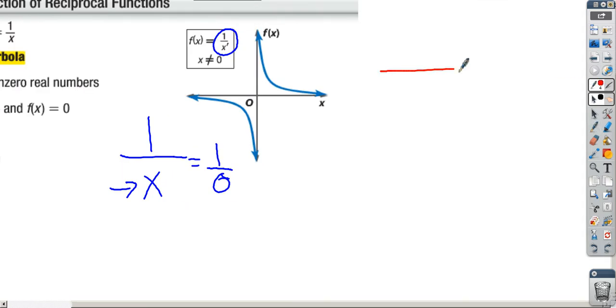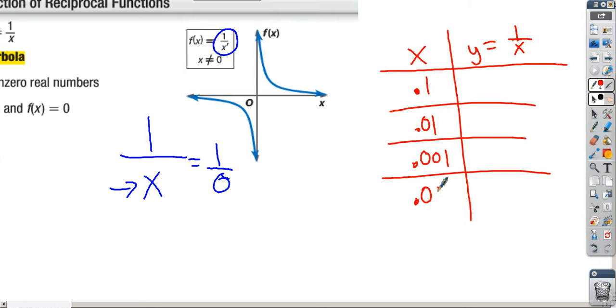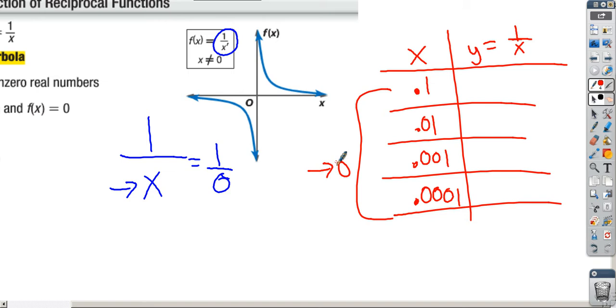You talk about this more when you take a calculus class, but at least for now we can get a little bit of an understanding. Okay, so let's start by plugging in numbers that get closer and closer to 0. So we'll plug in 0.1, 0.01, 0.001, 0.0001, and so on. You'll be able to see the pattern. These numbers right here are getting closer and closer to 0. That's what that notation means. X with an arrow going to 0 means x is getting closer to 0.